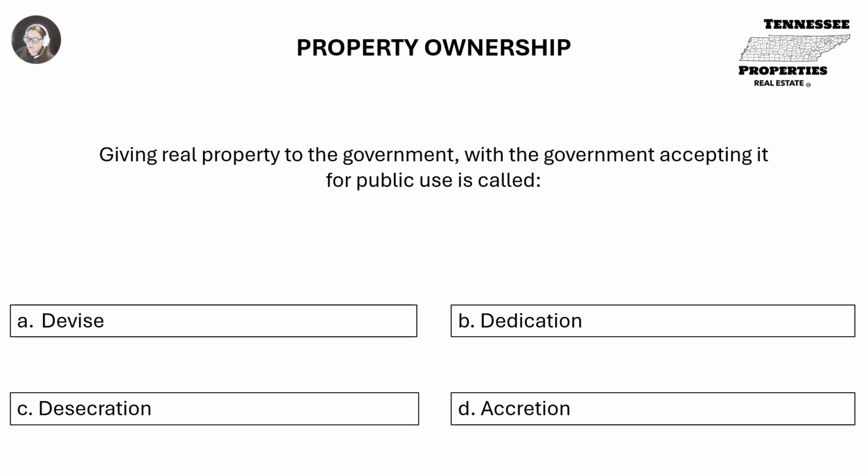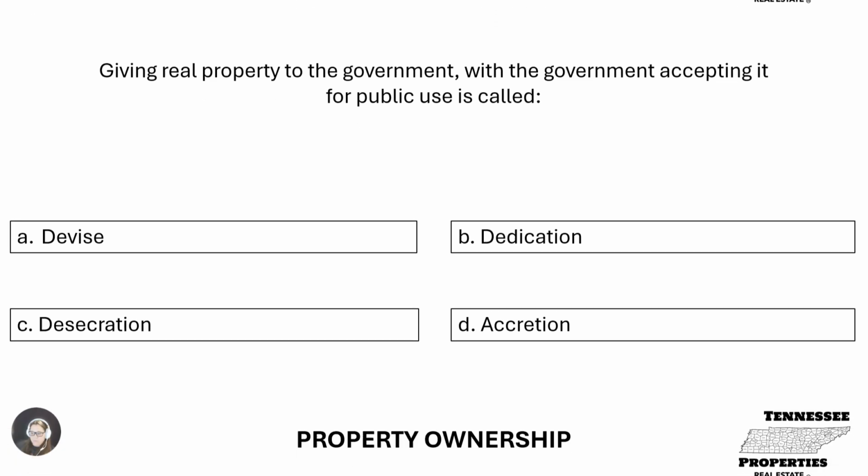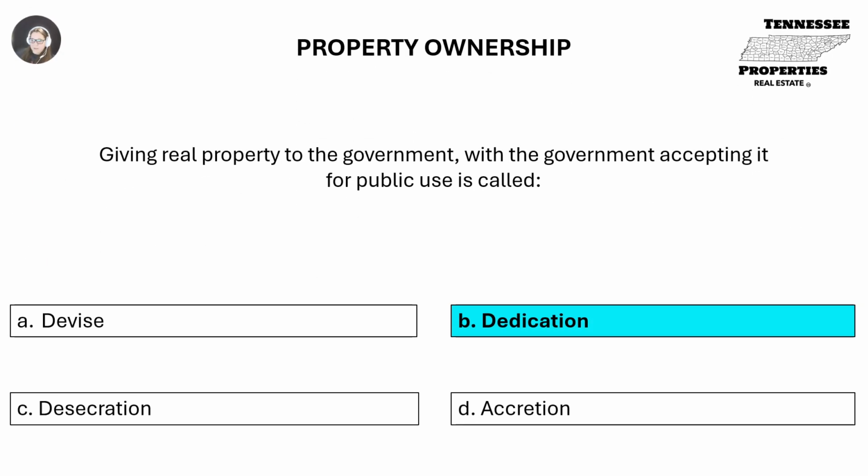Giving real property to the government with the government accepting it for public use is called A. Devise, B. Dedication, C. Desecration, or D. Accretion. B. Dedication.